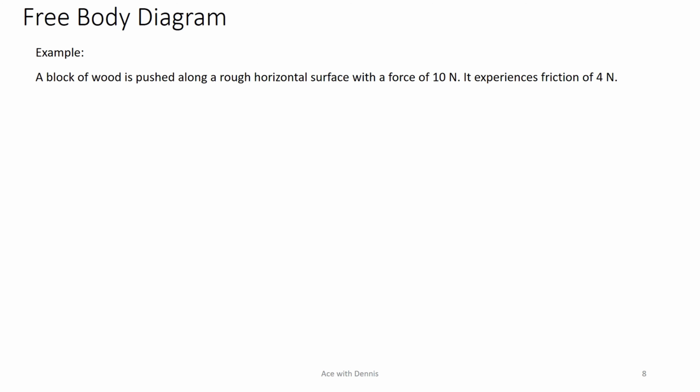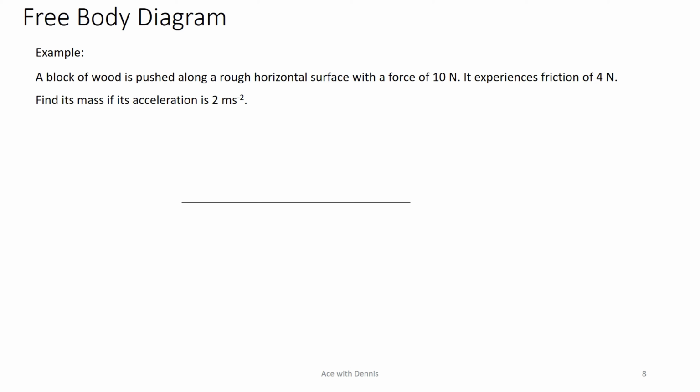A block of wood is pushed along a rough horizontal surface with a force of 10 Newton. It experiences friction of 4 Newton. Find its mass if its acceleration is 2 meters per second squared.